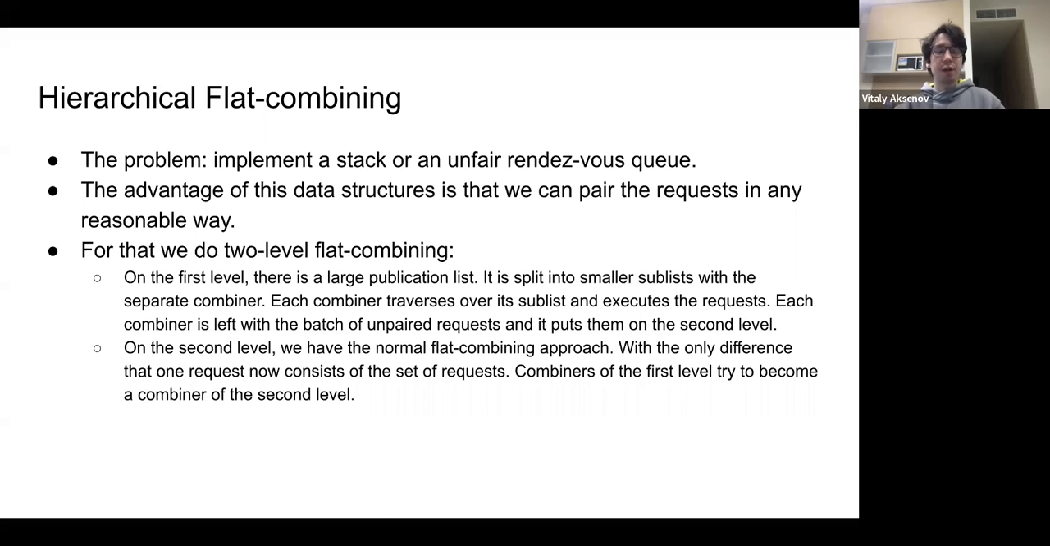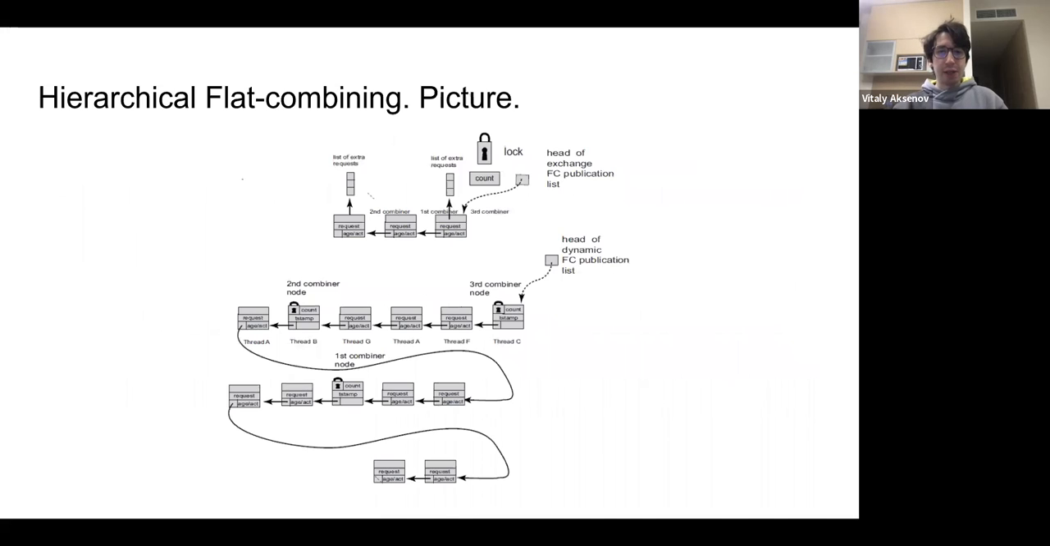The advantage of these data structures is that we can pair the requests in any reasonable way. For example, if we have the back of stack operations like push and pops, we can pair push and pops together and then take the rest, which are operations of one type, and apply them. So we don't have to go to the data structure at any operation. So what we are doing in two-level flat combining, this is hierarchical combining.